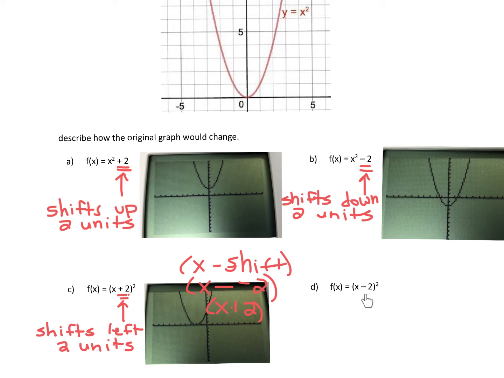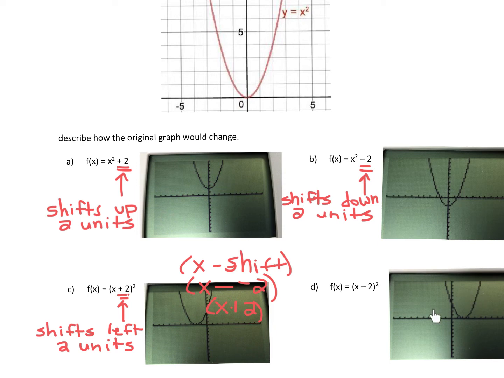So if you look over here, what do you think is going to happen if we have a minus sign in the parentheses? Which way do you think it's going to shift? All right, well, here's our graph of f of x equals x minus 2 squared. Which way did it shift? If you said to the right, you are correct. Just to clear this up, if you add a number to the end of a function, it shifts it up. If you subtract a number from the end of a function, it shifts it down. If you add a number within the function, it shifts it to the left. And if you subtract a number within the function, it shifts it to the right.